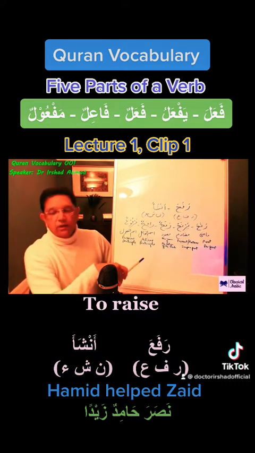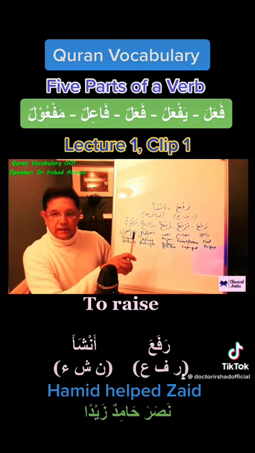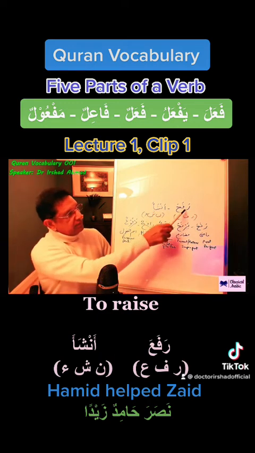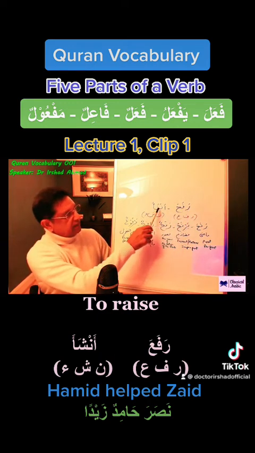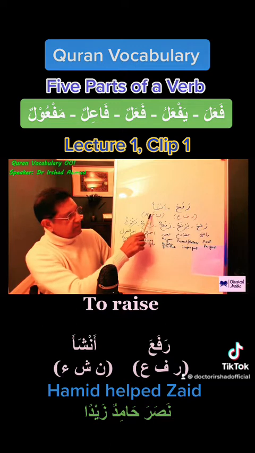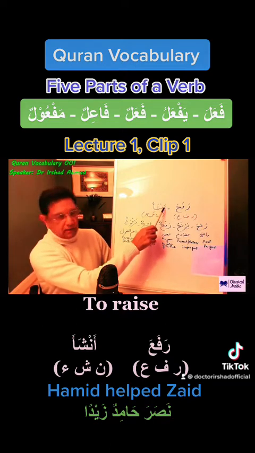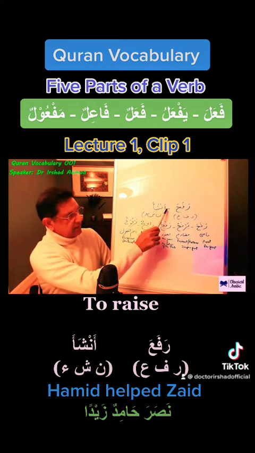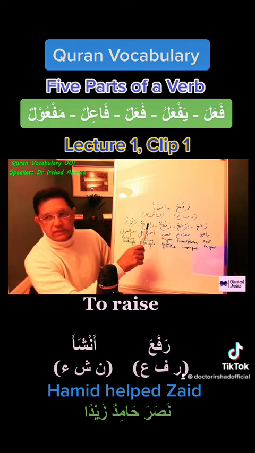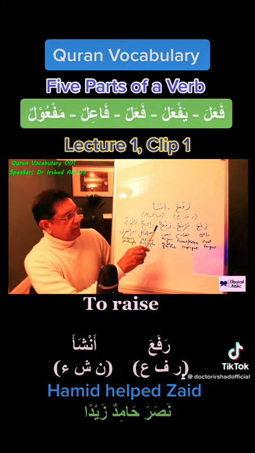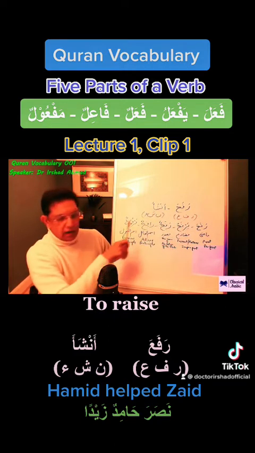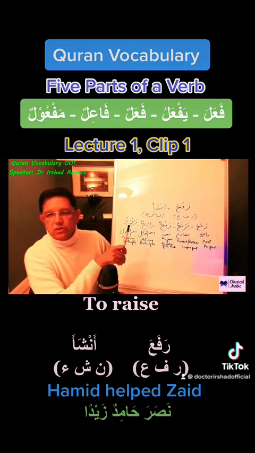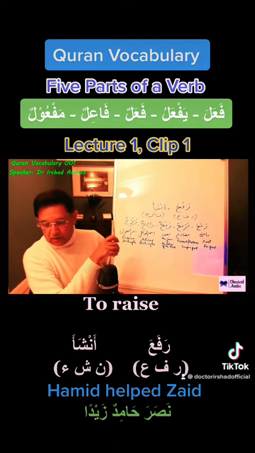We know that 99% of words in Arabic have a three-letter root. So the root of this word is ra, fa, ain, and the root of this word is noon, sheen, hamza. This hamza is extra here in this case. There's no extra letter here. In this case, there is this extra letter here, which is the first hamza. Now, rafa'a and ansha'a mean to raise, to elevate, to lift, that kind of meaning.